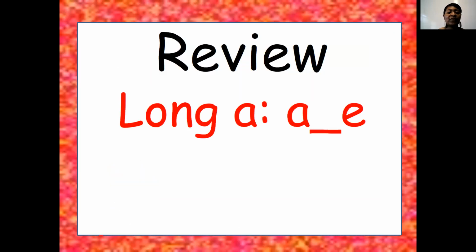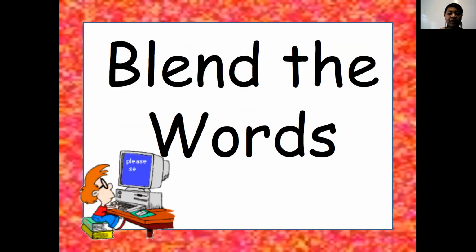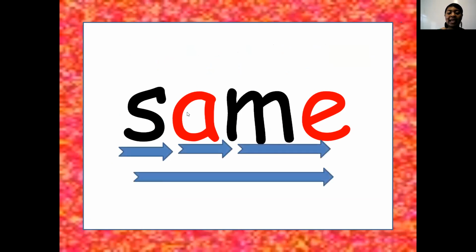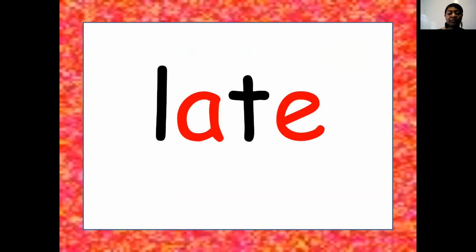Phonics. Let's review long A. Let's blend the words. All right, I have the letter A here. And if I keep looking, I see the letter E at the end of the word. E is going to give all of its energy over to A so A can say its name. Aim, same. Your turn. Remember, I see an E at the end, so what does that mean? Exactly, all of its energy is going over to A so A can say its name.